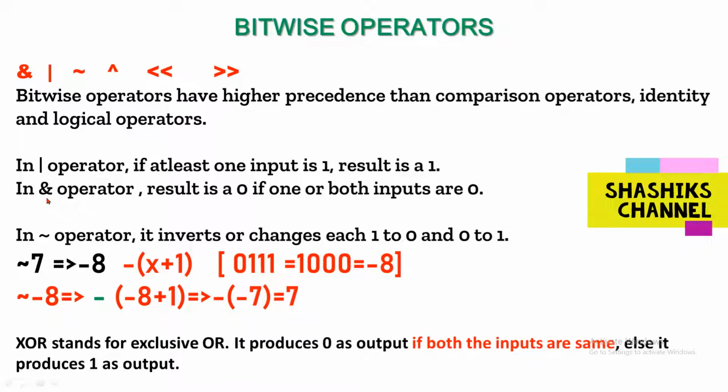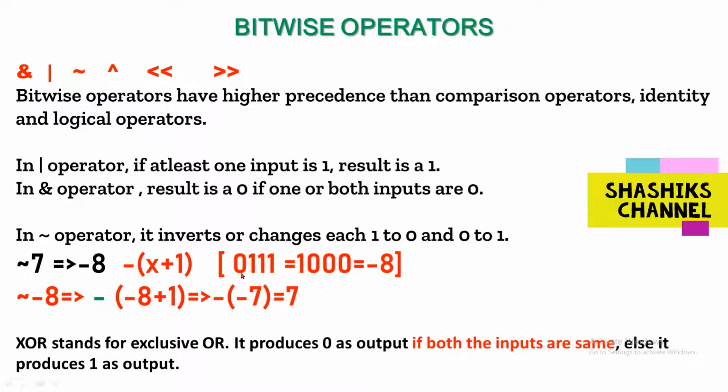In the bitwise AND operator, the result is a 0 if one of the inputs is 0 or both the inputs are 0. And the bitwise negation operator inverts or changes each 1 to 0. If it is a 1, it will be converted to 0, and if it is a 0, it will be inverted to 1. Say, for example, negation of 7 would be minus 8. Basically, it performs minus of x plus 1, where x is your input number. So x is 7 here, minus of 7 plus 1 would be minus 8. So the result would be minus 8.